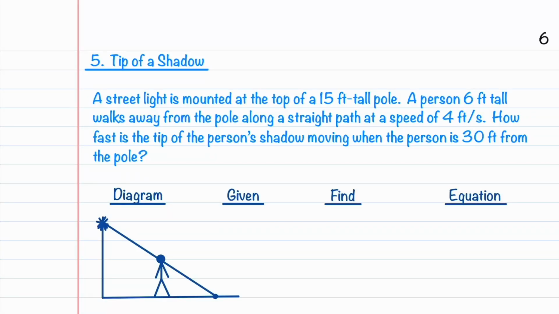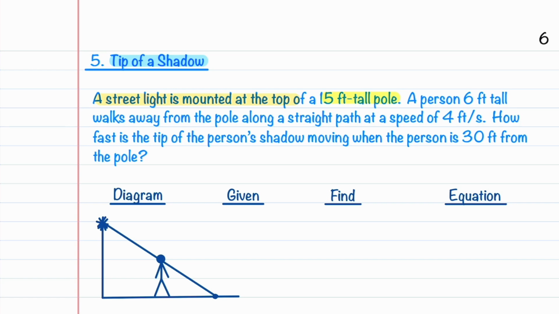Let's now look at a related rates problem that involves the tip of a shadow moving. We are told that a street light is mounted at the top of a 15-foot tall pole. I put a diagram down here so that you can visualize what this looks like.